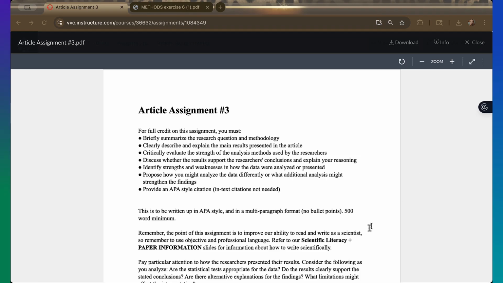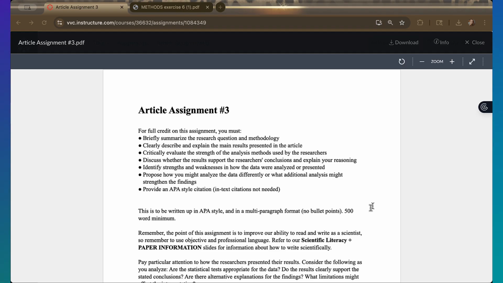So next, identify strengths and weaknesses in how the data were analyzed or presented. A strength might be that the researchers used multiple tests to confirm their findings, or that they presented clear graphs and tables. A weakness might be that they didn't report effect sizes, they failed to control for confounding variables, they didn't explain how missing data were handled. Discuss both sides where possible. It shows a balanced professional judgment.